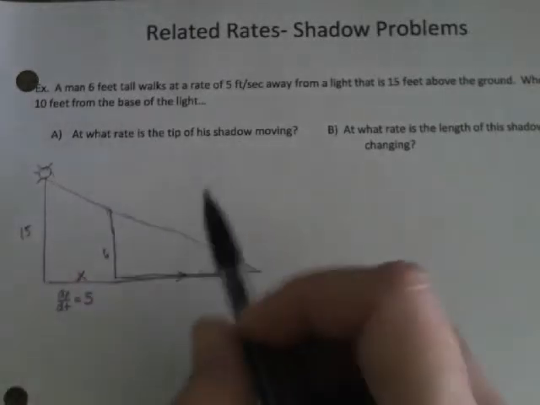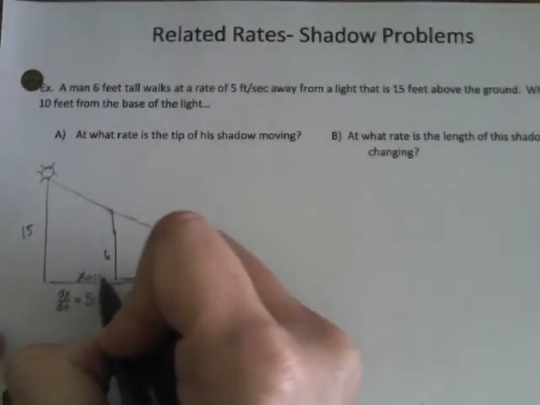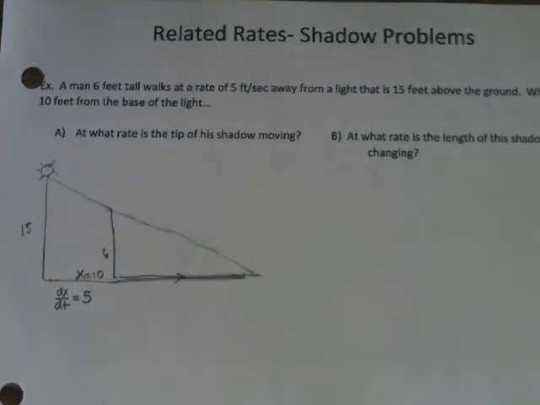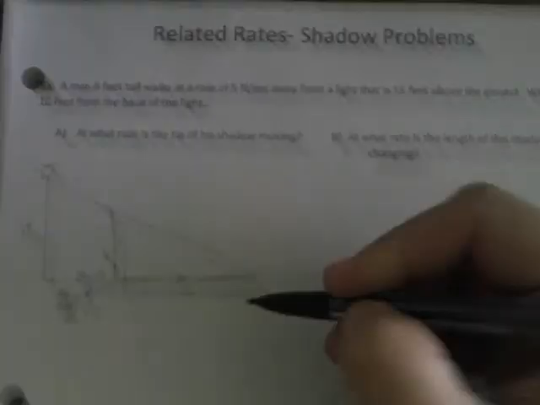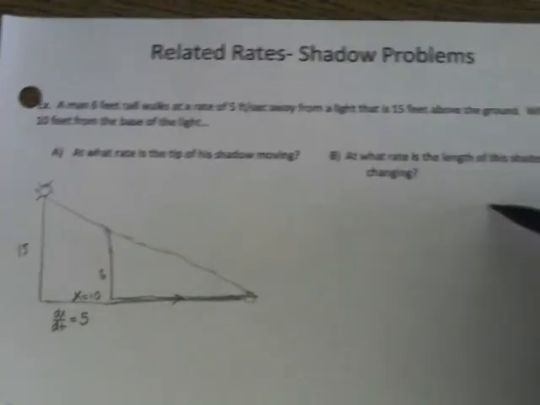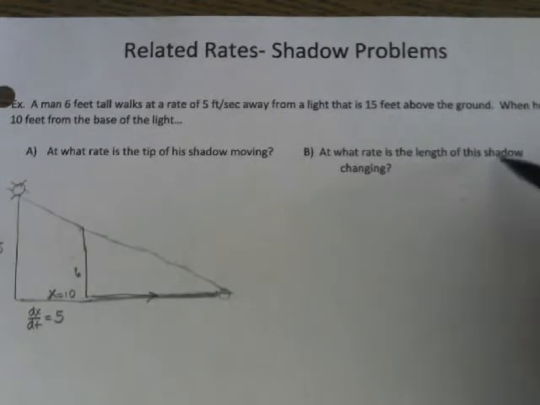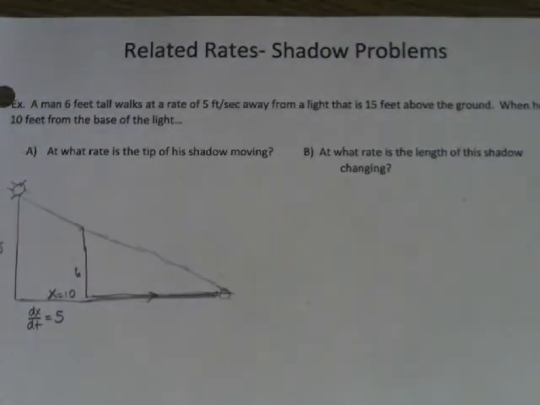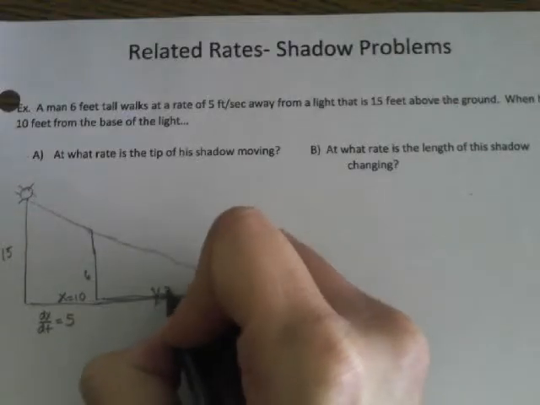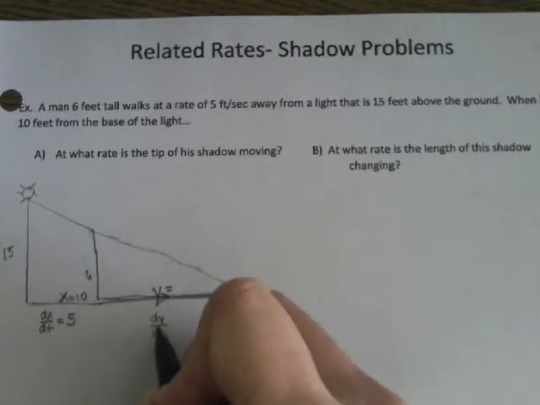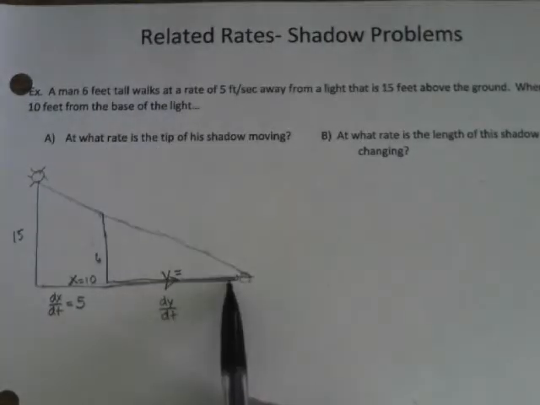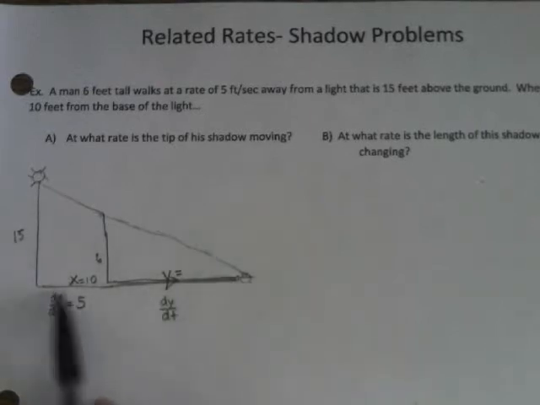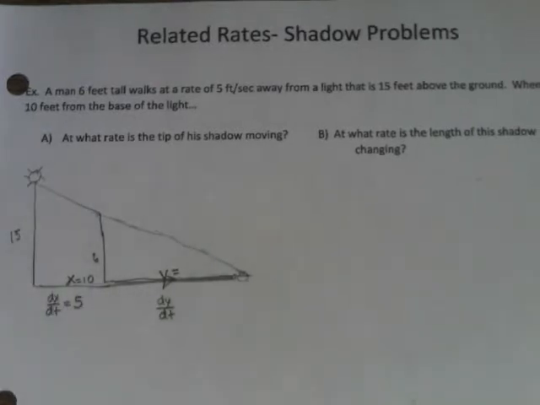When he is 10 feet from the base, so when x equals 10, at what rate is the tip of his shadow moving is part A. So at what rate is this moving? And also for part B, at what rate is the length of this shadow changing? So I'm going to call this y, and this will be dy/dt. So y is the length of the shadow. Are you with me there? Yes. X is the distance the guy is away from the light source.